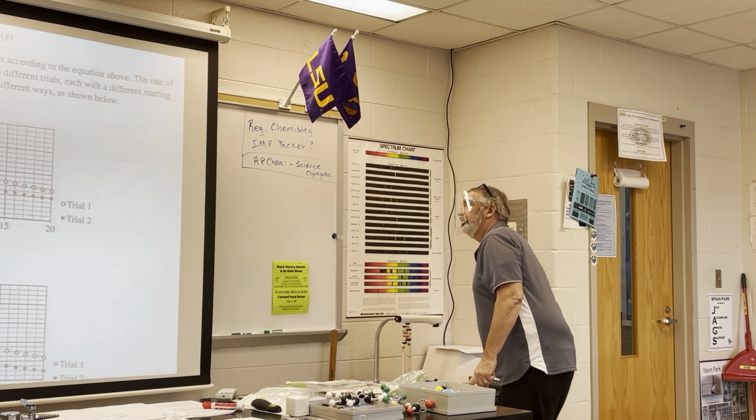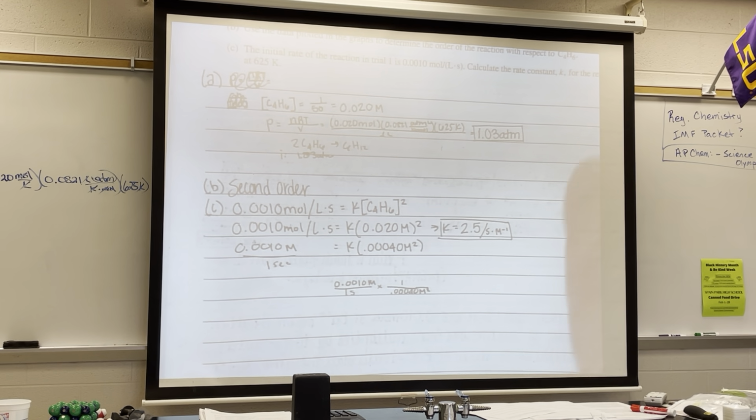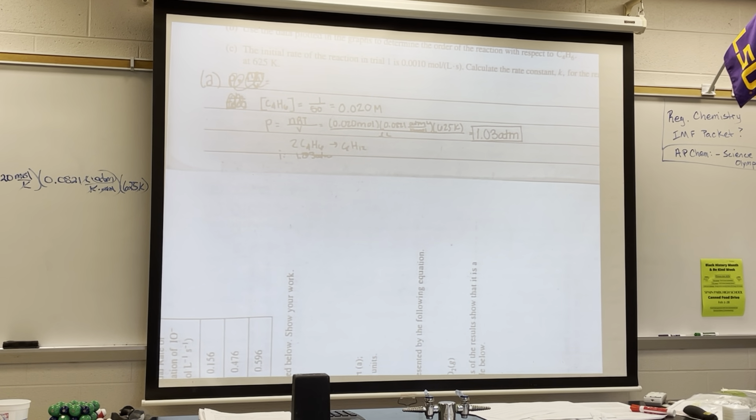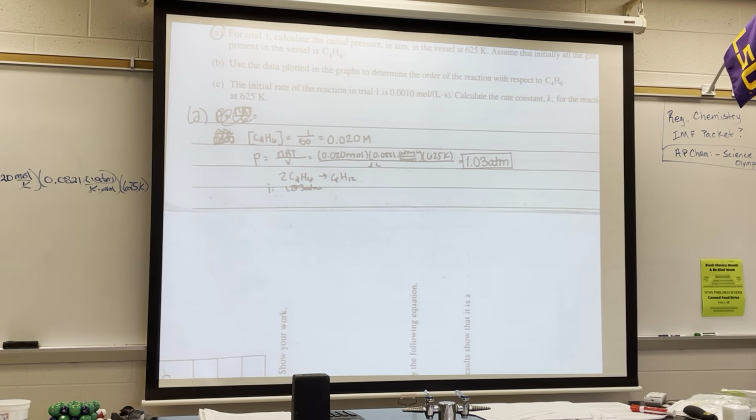Okay, so there's my gas law question. Did this person get that right? 1.03 atmospheres. Woohoo! Okay. Now, use the data plotted in the graph to determine the order of the reaction. What did we determine it to be? Second order. That's all you have to write. And then the initial rate of the reaction in trial 1 is given as 0.0010. Calculate the rate constant. Well, we determined it's second order, right?